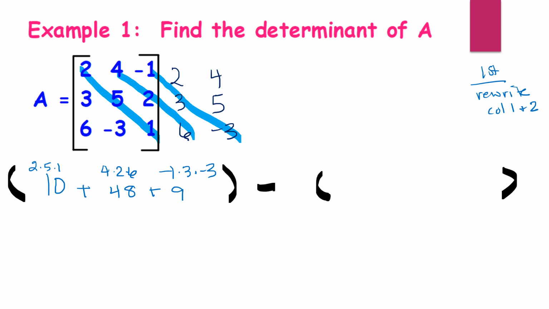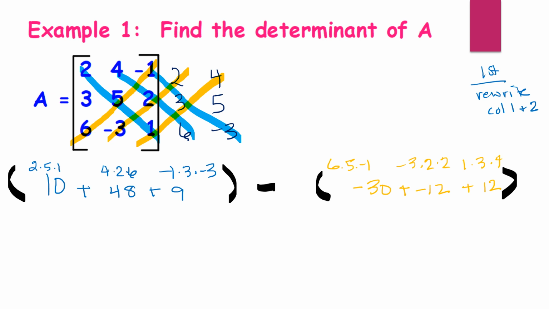Now we're going to do the upwards diagonals. So I'm going to do, starting in the bottom left corner, 6 times 5 times -1. And that will give me, let's see, 6 times 5 times -1, which will give me -30, plus, do the next set, -3 times 2 times 2. So -3 times 2 is -6 times 2 is -12. And then our last set of up diagonals are 1 times 3 times 4. And 1 times 3 times 4 gives me +12.